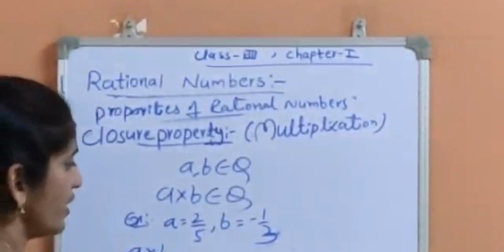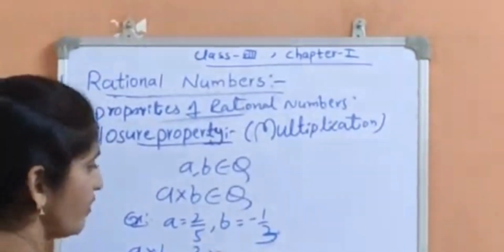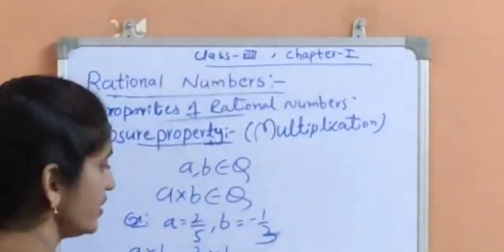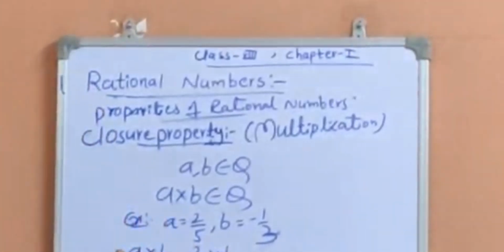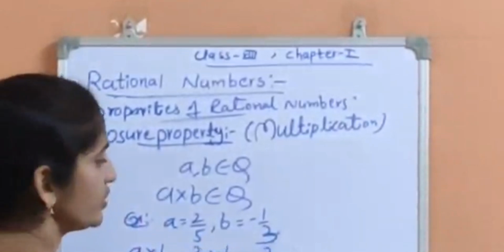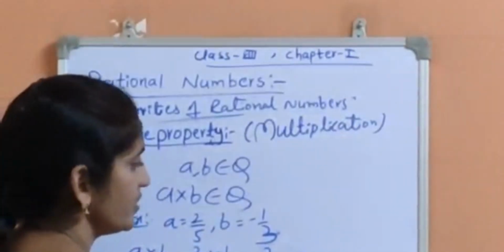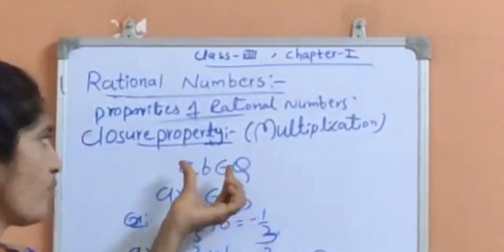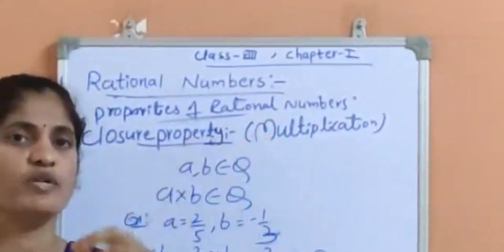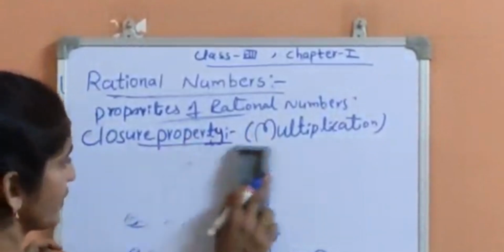So a into b is 2 by 5 into minus 1 by 3. Plus into minus, two fractions multiplication. So 2 1s are 2 by 5 3s are 15, minus 2 by 15. This also belongs to Q. By this we can generalize that closure property under multiplication is possible in rational number system.